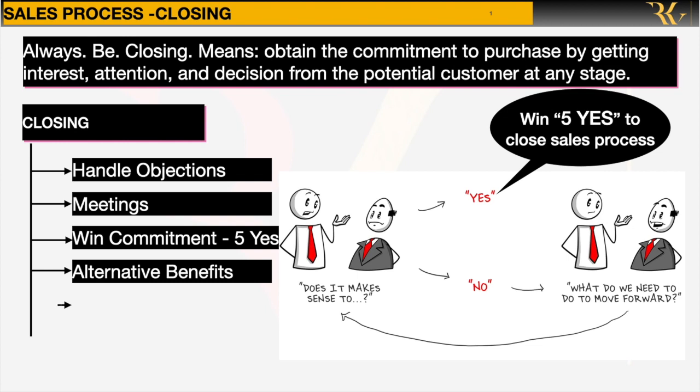Alternate benefits. If you're interested in our product or service, you can start with benefit A and benefit B by the agreed date or timeline. How does that sound? Have I done enough to convince you that our product or service is the right fit for you?